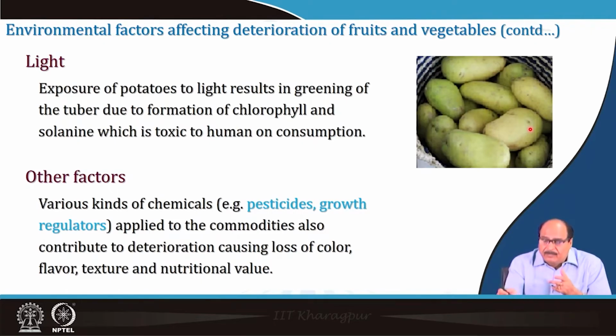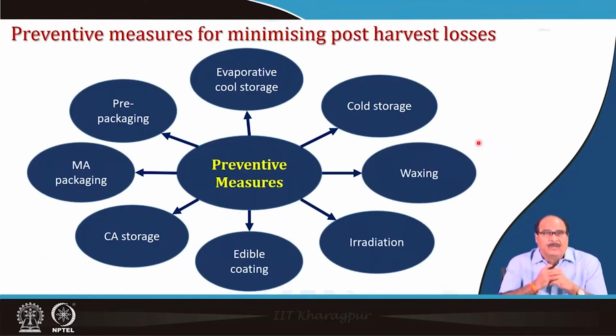You can see many times even in the field there is greening of the potato. You can see here in the picture green color. It is mainly due to presence of solanine, and this is not desirable. Other factors like various chemicals, which are pesticides, growth regulators, etc., which are applied in the field pre-harvest or even post-harvest as a ripening agent, also contribute to the deterioration, causing loss of color, flavor, texture, nutritional value, etc.